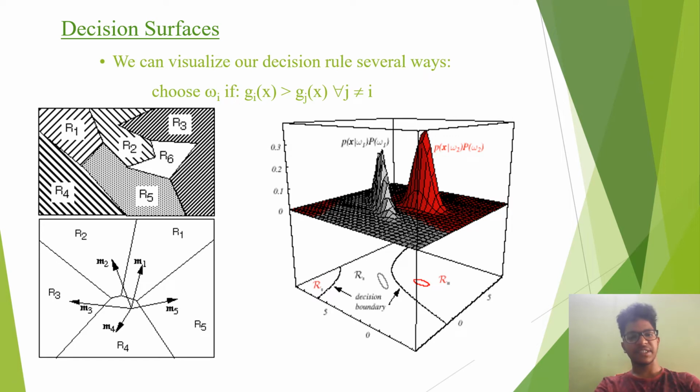Decision surfaces. We can visualize our decision rule in several ways. Choose omega_i if g_i(x) is greater than g_j(x) for every j not equal to i. Here we can see the diagrams of g_i and g_j. R1, R2, R3, R4, R5, R6 are the decision regions, and in the right image we can visualize them in a 3D form.